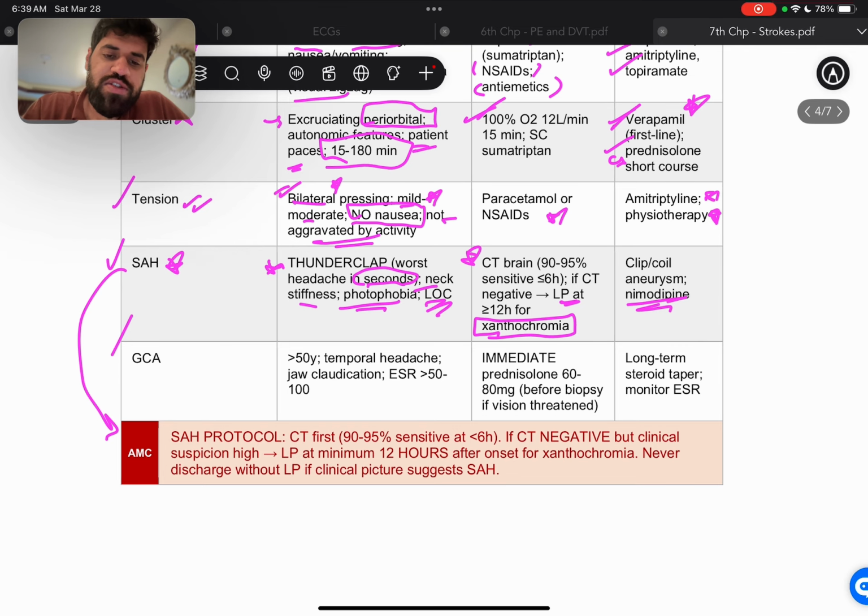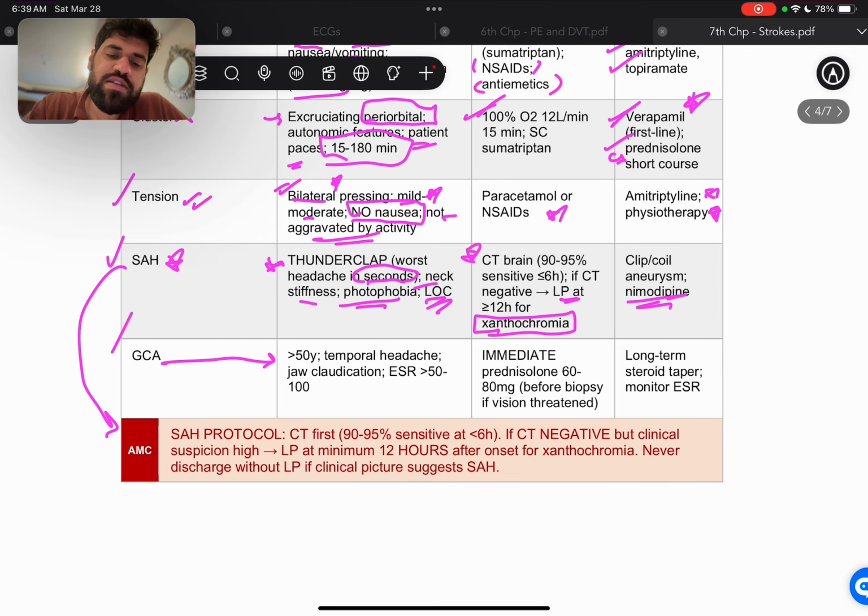All right. Then GCA, giant cell arteritis, it's sudden. It's seen more in patients who are older, so more than 50 years old.